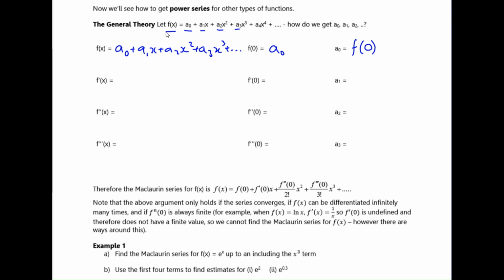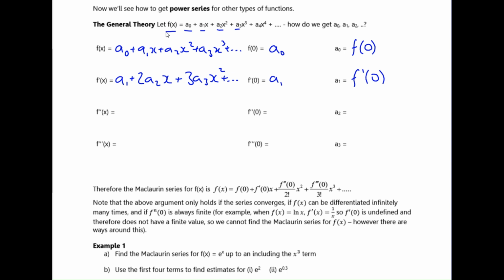Then the question is, how could we get a1? I want to get a1 on its own without an x in it. Well, I could get that by differentiating f of x, because if I differentiate f of x, a0 disappears. If I differentiate a1x, that turns into a1. If I differentiate a2x squared, that becomes 2a2x. If I differentiate a3x cubed, that becomes 3a3x squared, and so on. If I evaluate this at 0, all terms with x disappear and they just leave behind a1. So to work out the coefficient a1, I differentiate f of x and then sub in 0. And I can keep doing this to work out a2, a3, and so on.